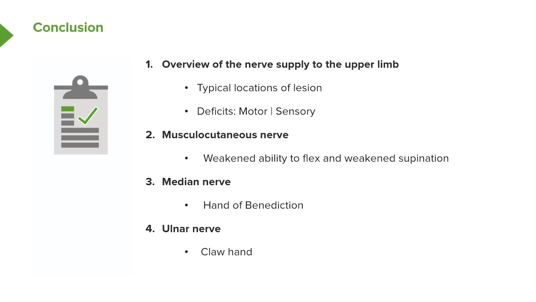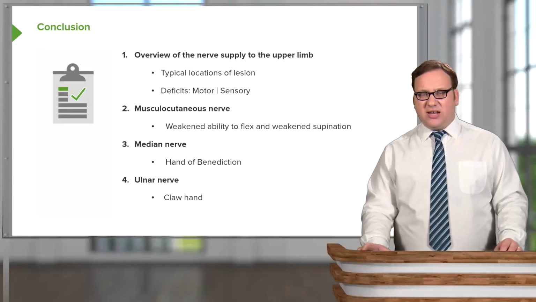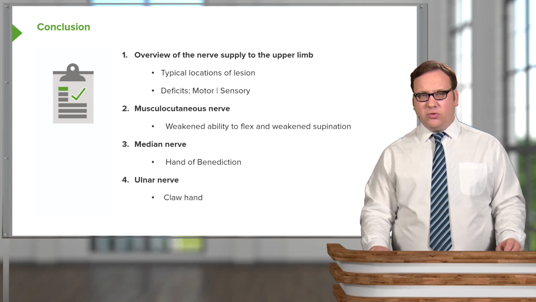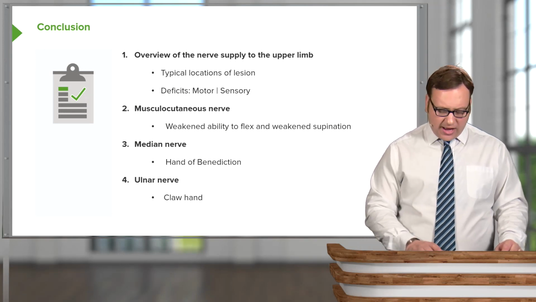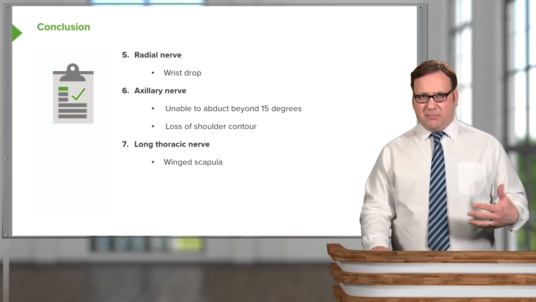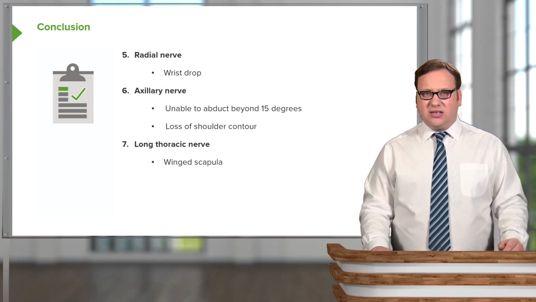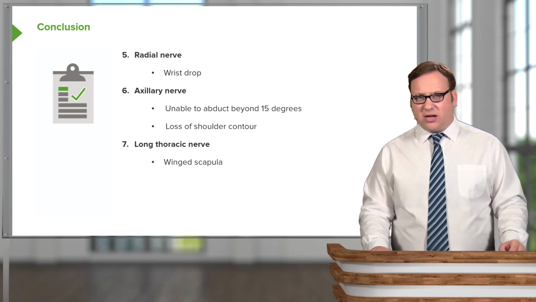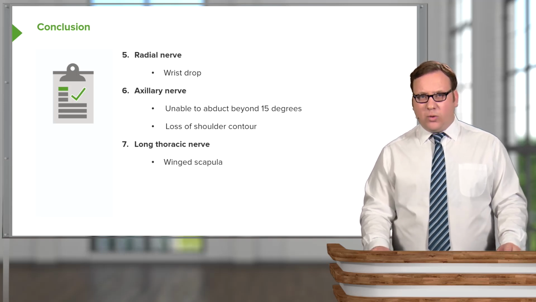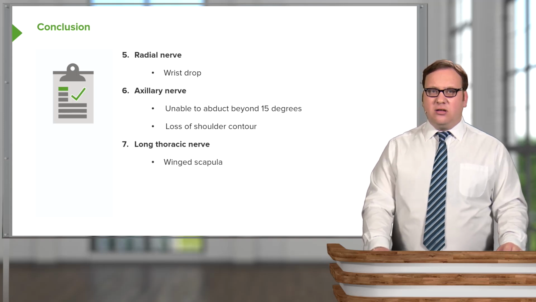So in this lecture we've looked at the general nerve supply to the upper limb and some typical locations of lesions, and then looked at their motor and sensory deficits. We looked at the musculocutaneous nerve and the deficits with damage to this nerve. We looked at the median and ulnar nerve with hand of benediction and claw hand. We then looked at the radial nerve and wrist drop, and the axillary nerve, the potential for damage to this nerve to lead to failure of abduction beyond 15 degrees and the loss of shoulder contour. And then we looked at winged scapula in relation to damage to the long thoracic nerve.